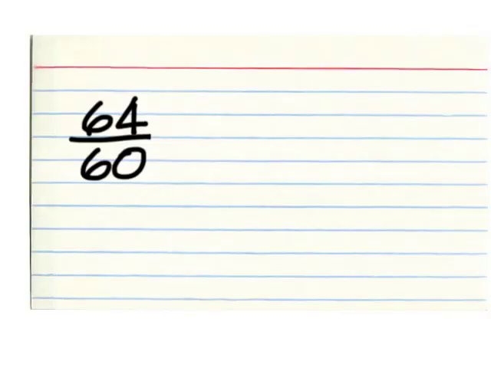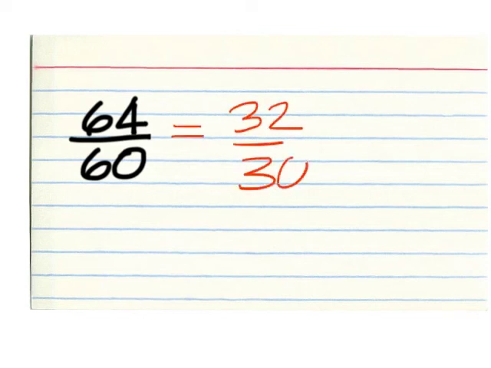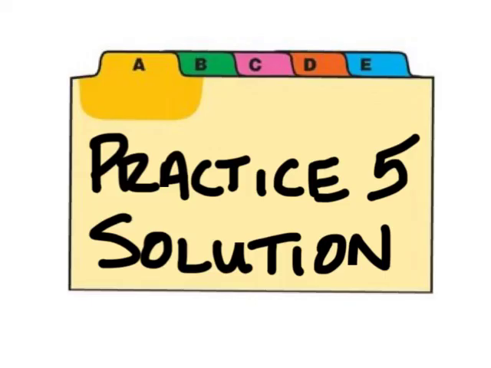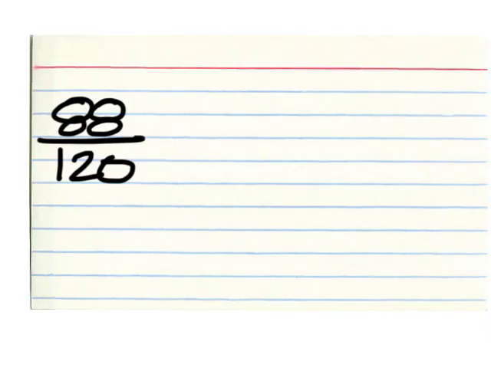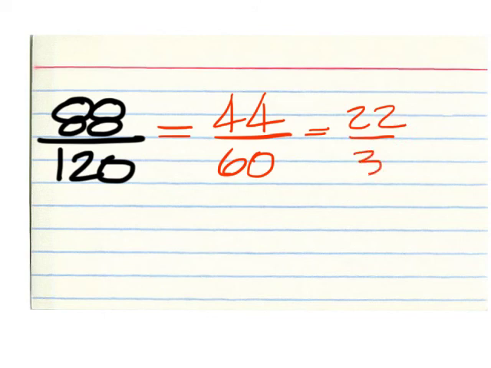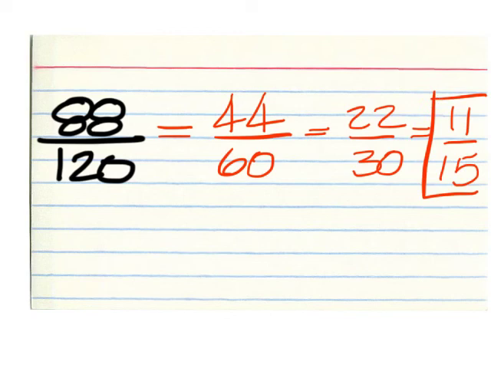Bonus 10. 64 over 60. 32 over 30 is one way you could cut it down, and then you could also go 16 over 15. Solution to practice 5. 88 over 120. Half of that would be 44 over 60, and then 22 over 30, and then 11 over 15.